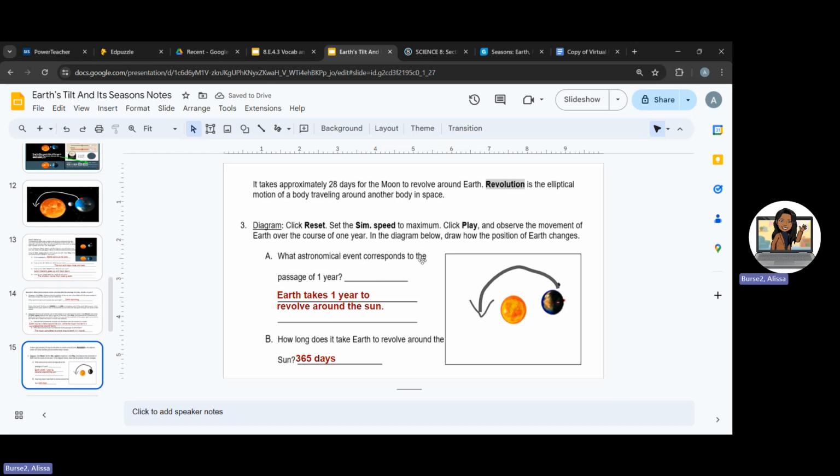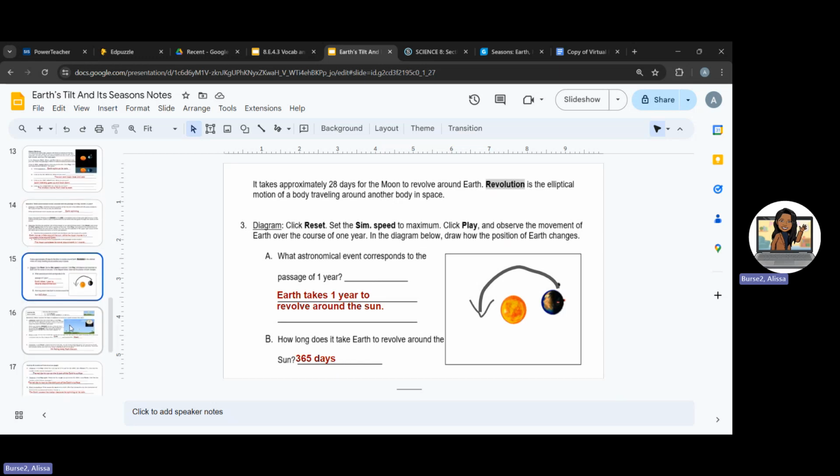What astronomical event corresponds with the passage of 1 year? I just finished saying that. It takes a year to revolve around the sun. It does want you to draw that little picture of how the Earth's position changes. And so you're just drawing your arrows showing that you know it goes counterclockwise, which is about 365 days a year, except if it's a leap year, which is 366.